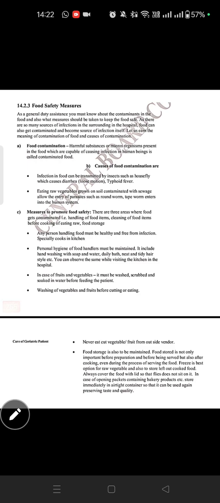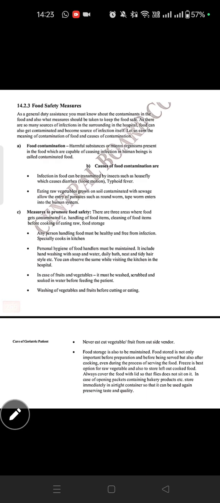Then measures to promote food safety. What are the measures we can take? Handling of the food items is important, cleaning of the food items is important, then avoiding eating raw food, and storage before cooking until we use it. Then the person cooking must be healthy and free from infection. Then personal hygiene is important. Before handling anything you can wash your hands, have a daily bath, or dry them, then you can start your procedures.